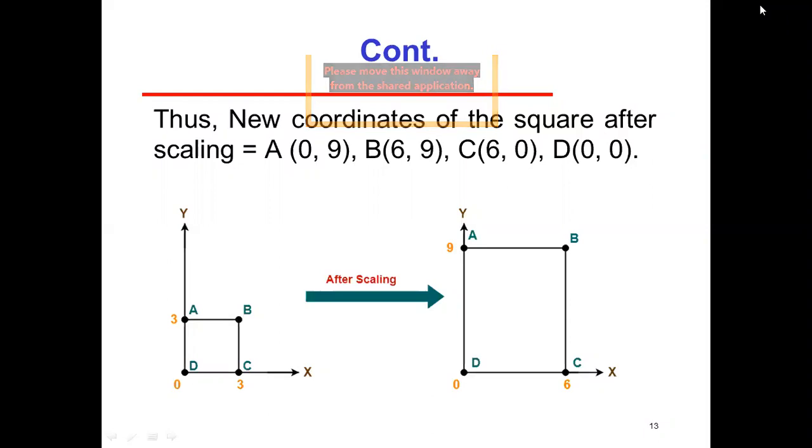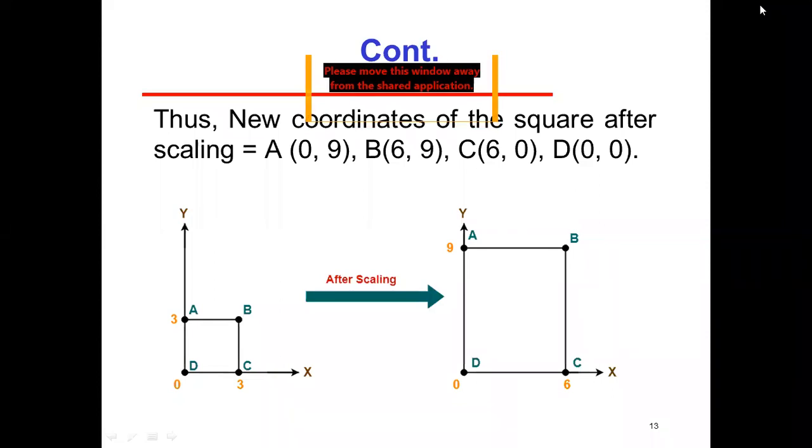You are going to shift from one point to another. You are just moving your image or object from one point to another point. So this is the shifting or the movement. That is called the translation.